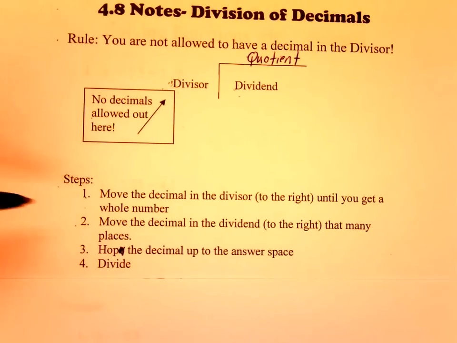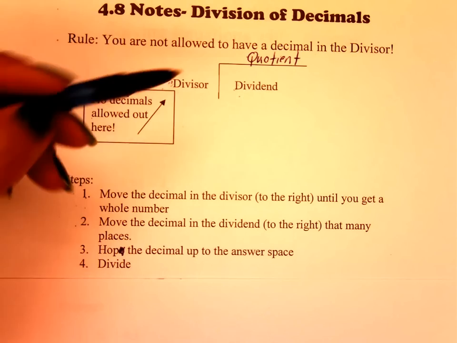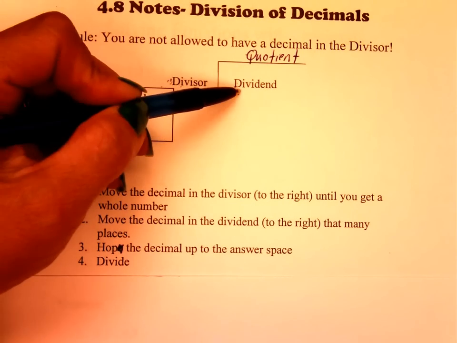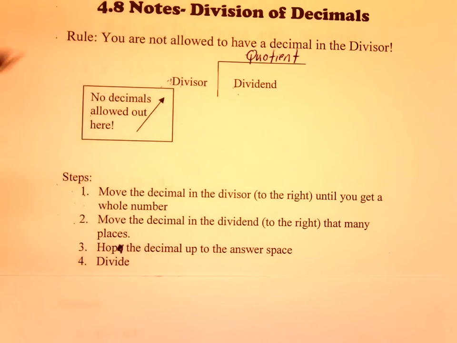So step 1, move the decimal in the divisor to the right until you get to the whole number. This means like you want a whole dollar, no cents allowed. Step 2, move the decimal in the dividend to the right that many places. So what you do to the outside, the divisor, you must do to the dividend, or what's inside the box.